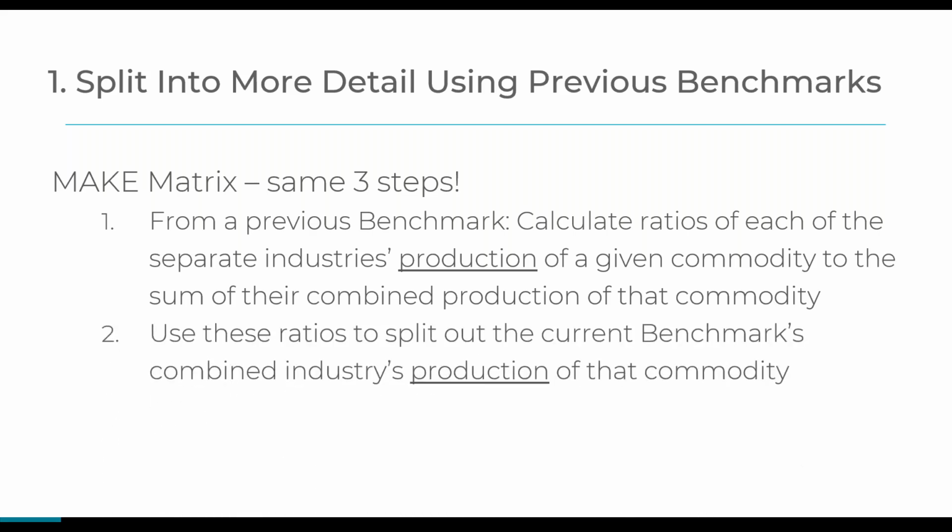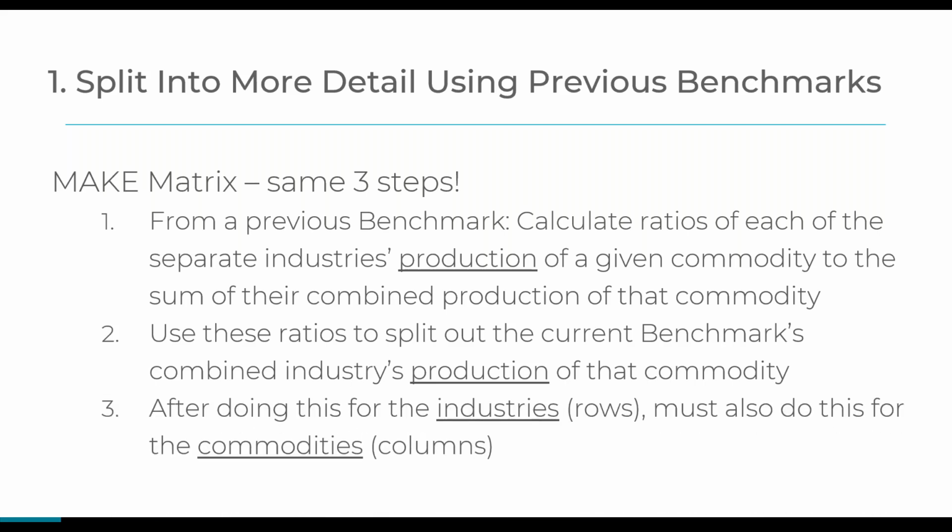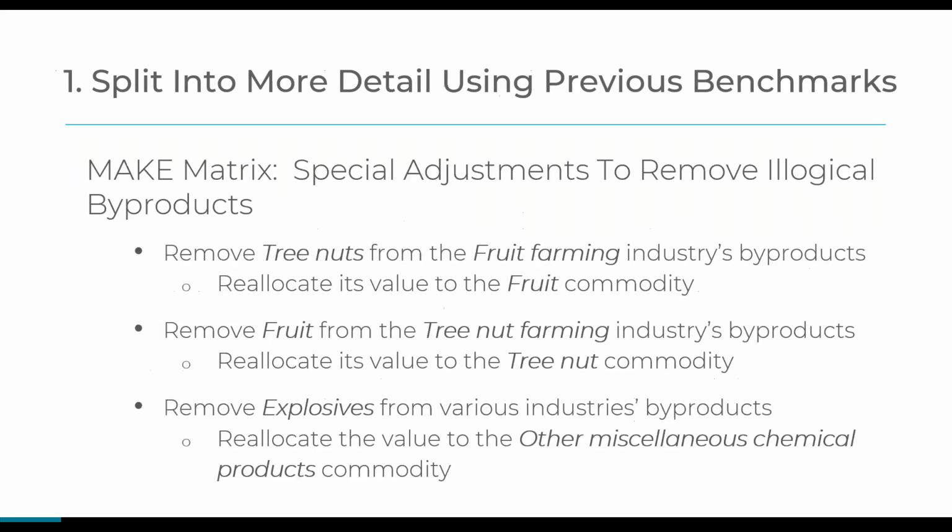And then we apply those ratios to the current benchmark's combined industry production of that commodity, and we get two industries. But then again, after doing this for industries, splitting them, we also have to split the commodities they make because we want to keep the commodity detail too. And this also involves some special adjustments to remove illogical byproducts.